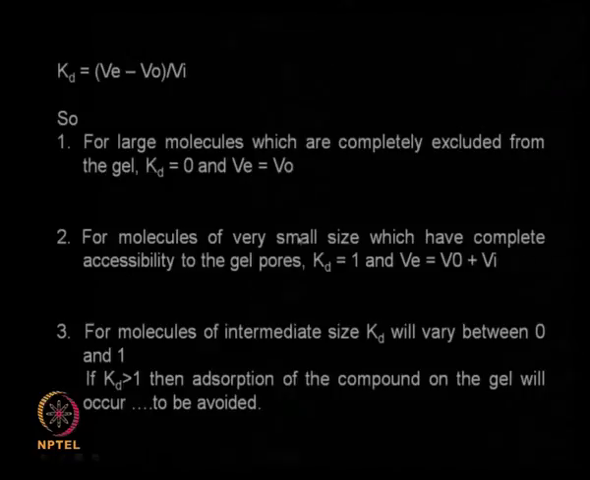Now if you have very small molecules then Kd is equal to 1. In that case we have Ve equal to V naught plus Vi. Now V naught is nothing but the interstitial space and Vi is your pore volume. So this is the total volume occupied by the continuous phase solvent. But generally we may have Kd varying between 0 and 1. In that situation your eluent volume will vary between V naught and V naught plus Vi.